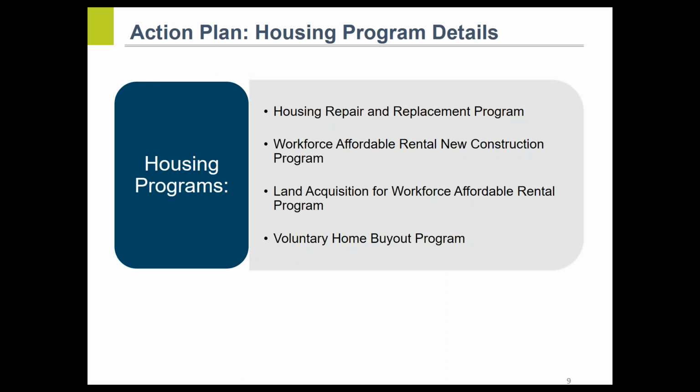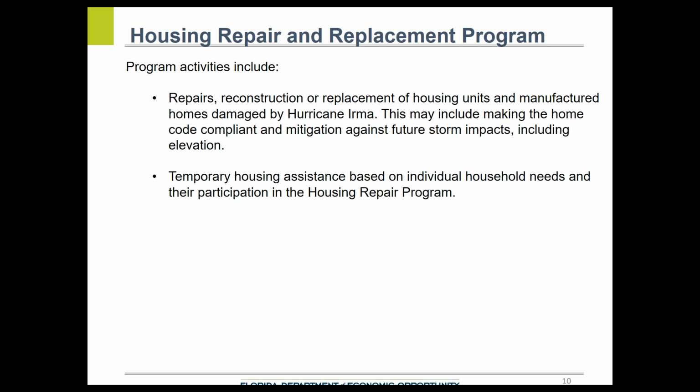So DEO in our action plan has 4 housing programs listed. The first program is the Housing Repair and Replacement Program. This is a state-run program where applicants will be able to apply for repairs, reconstruction, or replacement of their homes damaged by Hurricane Irma. Eligible activities under this plan will include repairs, reconstruction, and replacement of homes damaged.